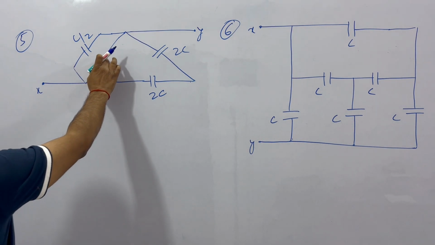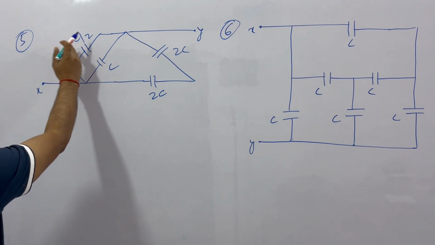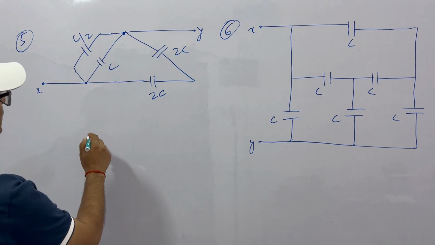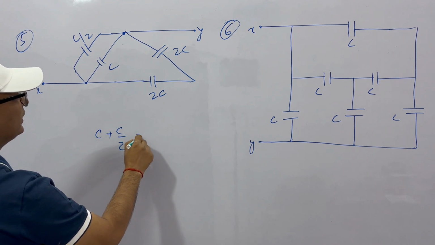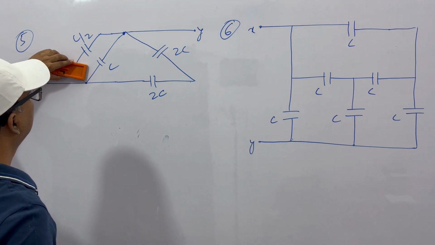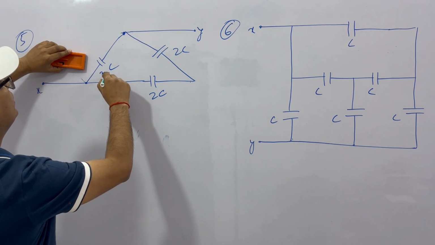Now you see these two, C and C by 2, these two are now in parallel. See, these two are in parallel. These are the two nodes. So when they are in parallel, they will be added. C plus C by 2, that is 3 by 2C. So instead of this C, now we can write this is actually 3 by 2C.